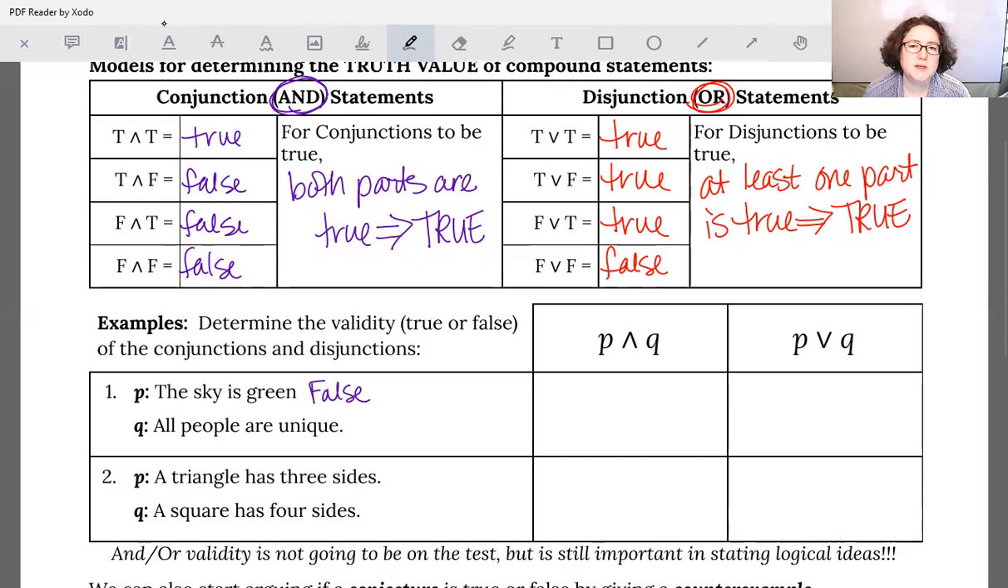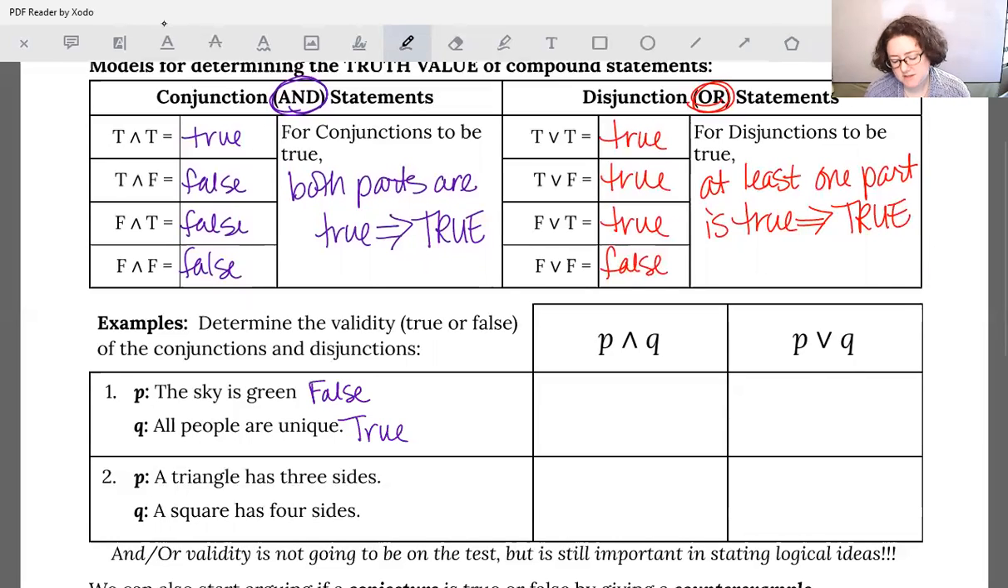All people are unique. Well, I would count that as true. Everybody has something unique about them. Even if you're thinking about twins or triplets, each person's going to have something unique about them with how they do day-to-day tasks, or maybe one of them has a freckle in one place that the other twin doesn't. So all people are unique, true.